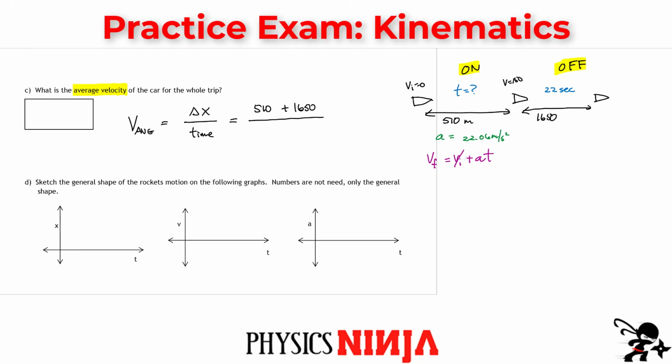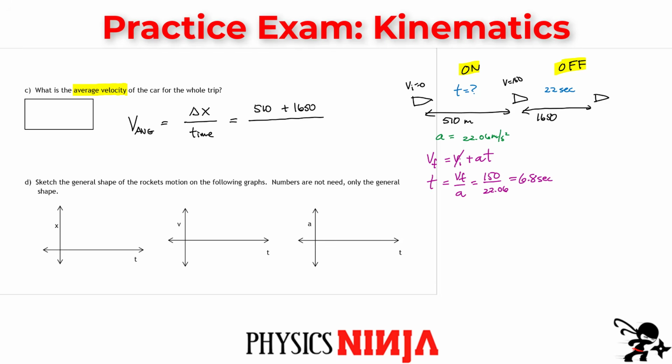All right, the initial velocity is 0. Let's just rearrange this. Our time then is v final divided by a. Go ahead and do that math. It's 150 divided by 22.06. So we should get, I think, approximately 6.8 seconds.